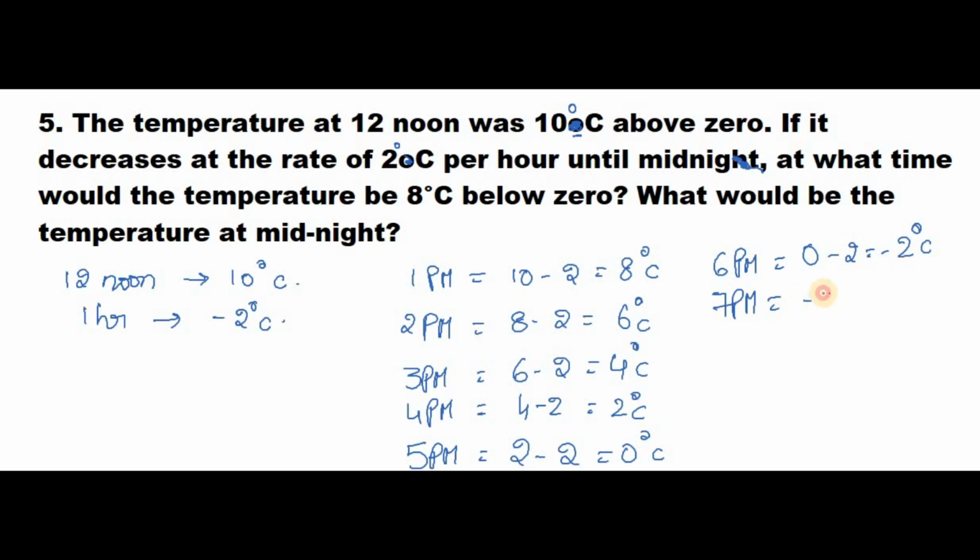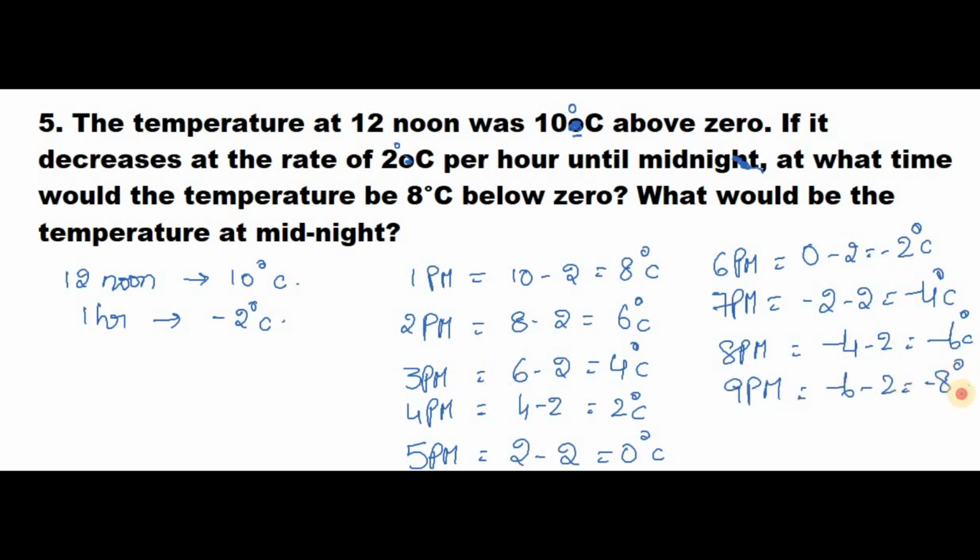Evening 7 o'clock, minus 2 minus 2 is equal to minus 4 degrees Celsius. And 8 o'clock in the evening, minus 4 minus 2 is equal to minus 6 degrees Celsius. 9 o'clock night, minus 6 minus 2 is equal to minus 8 degrees Celsius. Why am I writing minus 2? Because for 1 hour it is reducing by 2 degrees Celsius. Minus 8 minus 2 is equal to minus 10 degrees Celsius. And 11 o'clock, minus 10 minus 2 is equal to minus 12 degrees Celsius.